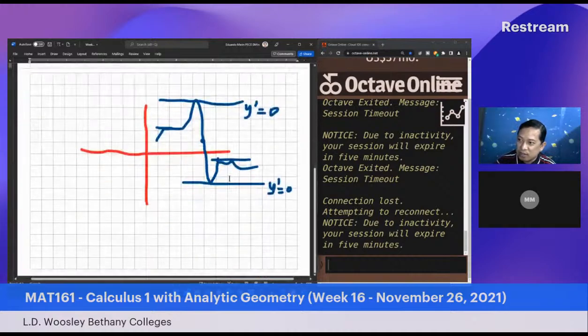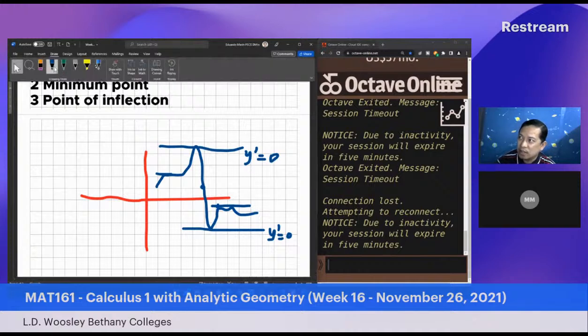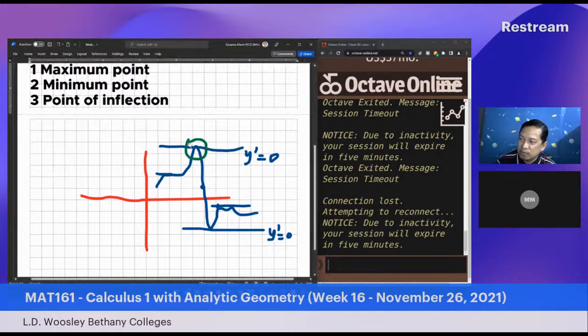So, let's continue, no? So Micaela, yung graph na to nagpapakita sa atin ng absolute maximum. Ang absolute maximum dyan, yung dalawa. Ito, absolute maximum, this one. Sige, drawing pa tayo. So ito, this is the absolute maximum.